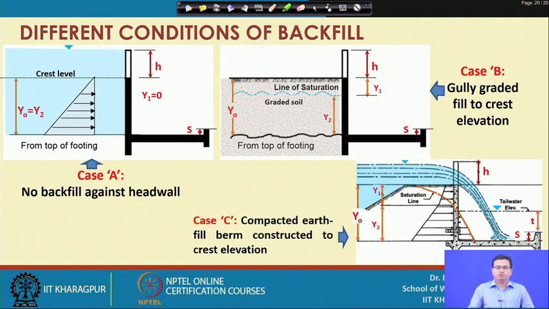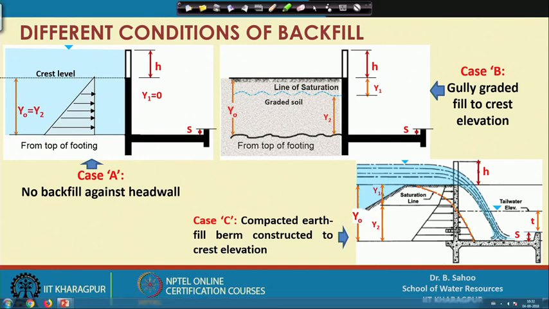So, before estimating the different horizontal pressure forces, we should know what are the different conditions of backfill. So, generally we consider 3 cases of backfill as shown in this figure. The case A shows that there is no backfill against head wall. So, that means there is no backfill and the depth y 0 as shown in this figure is equal to the water depth, which is below the crest level.